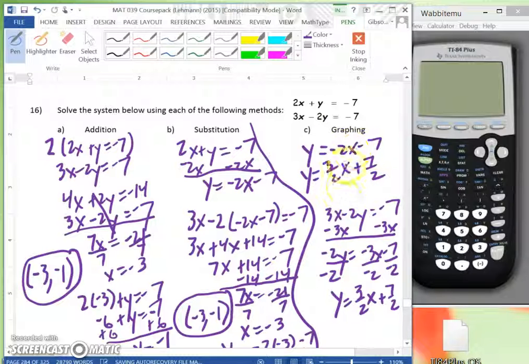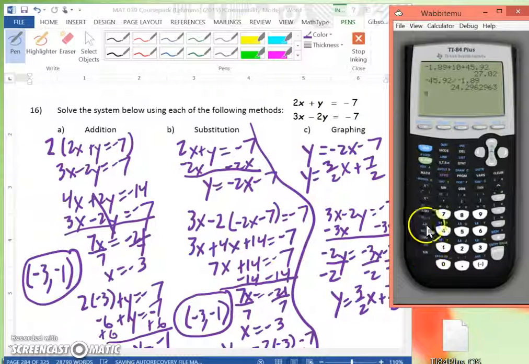Now that we have both of these in the y equals form, or y by itself, we can go to our calculator. We can go to y equals, clear out whatever we have in the calculator, and then we can type in these equations. We will have negative 2, and then we know x is by the lime green alpha key, minus 7, and press enter. Then we will go to the next one.